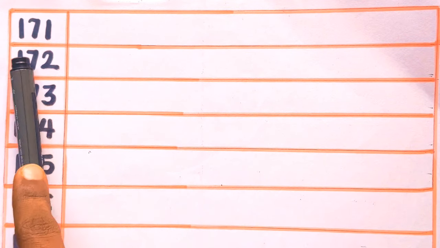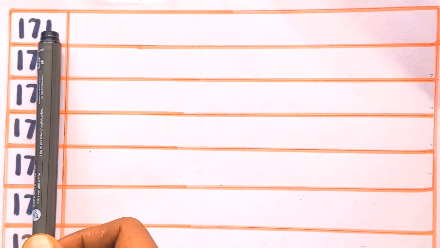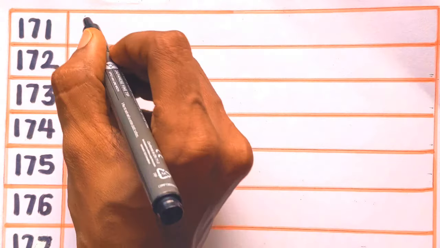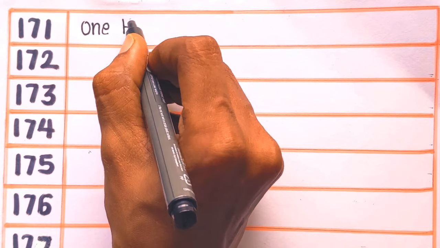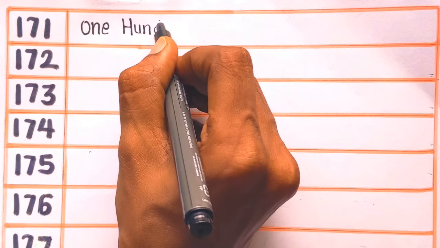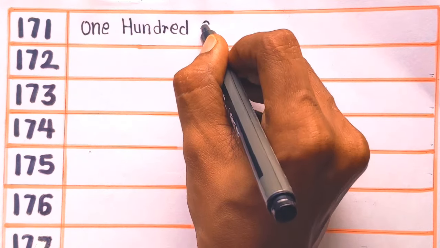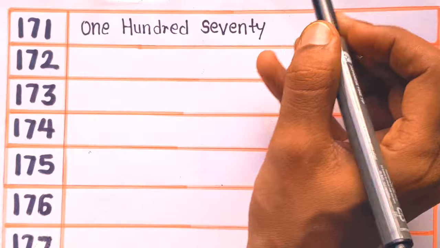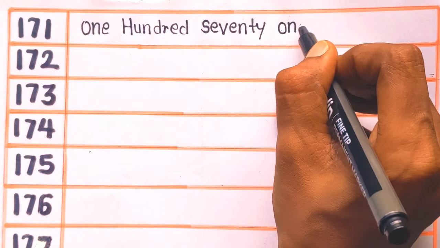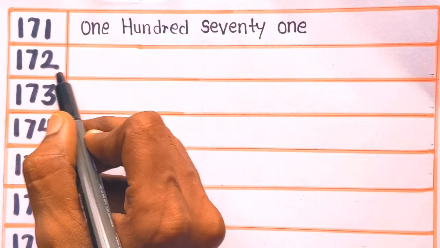In today's class, we are going to write number names from 171 to 180. So, let's get started. At first, 171 is 171. O, N, E, one. H, U, N, D, R, E, D, hundred. S, E, V, E, N, T, Y, seventy. One. 171.